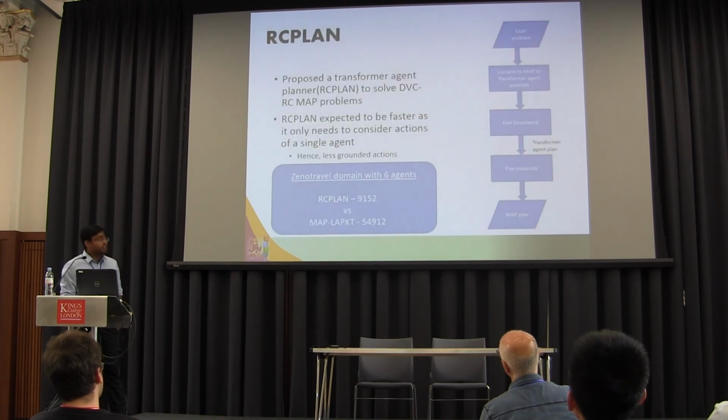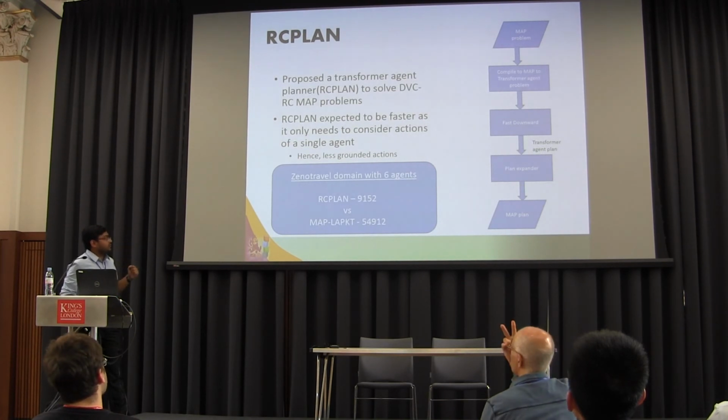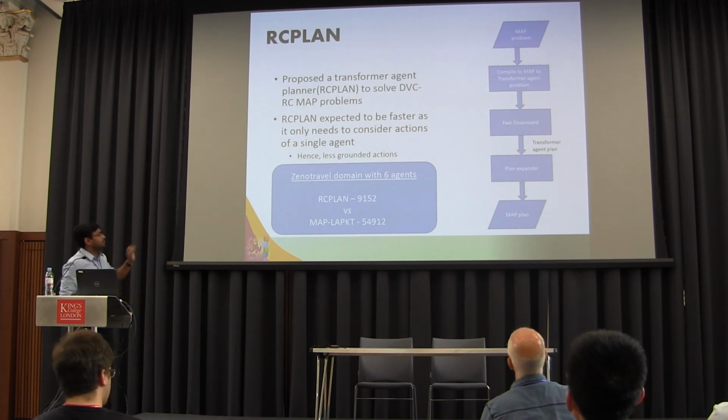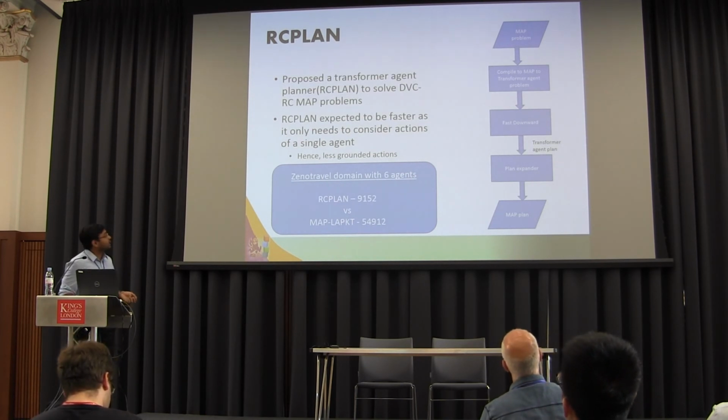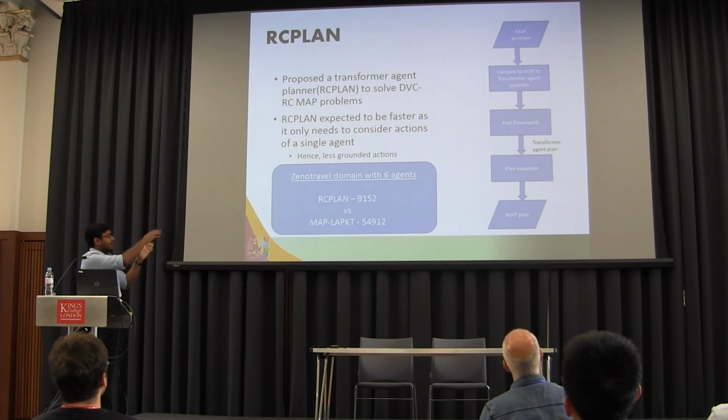Now this finally brings us to the plan we have proposed here, which basically, I'll make it quick. We designed this planner mainly to solve the DBC-RC problem, and our intuition here is, when compared to a normal centralized multi-agent planner, while the centralized multi-agent planner is considering actions of each individual agent, we only need to consider actions of this one transformer agent.